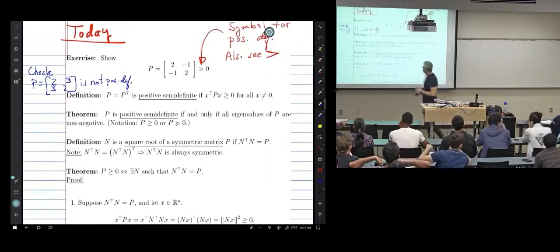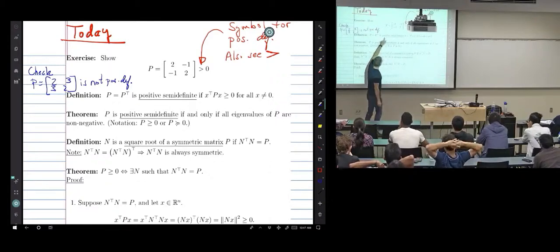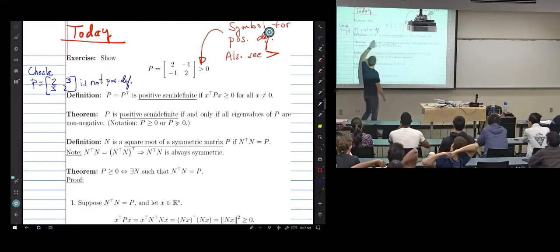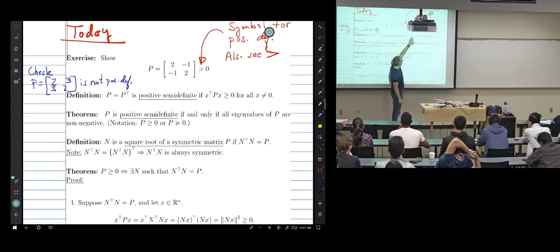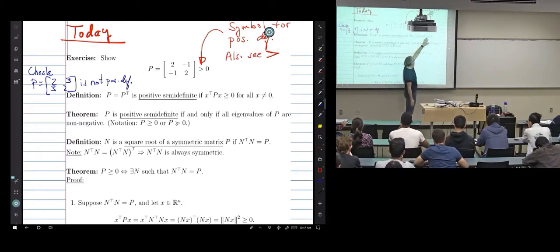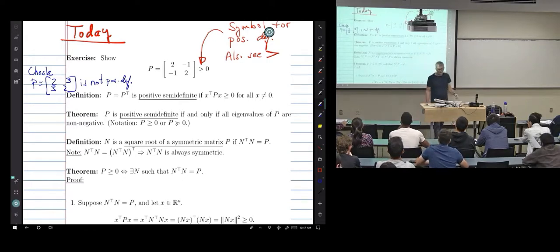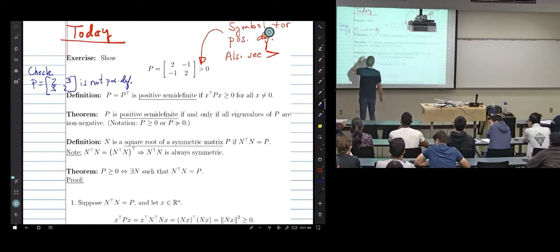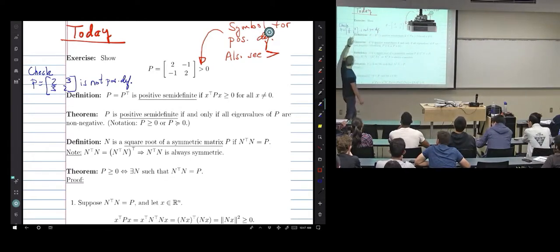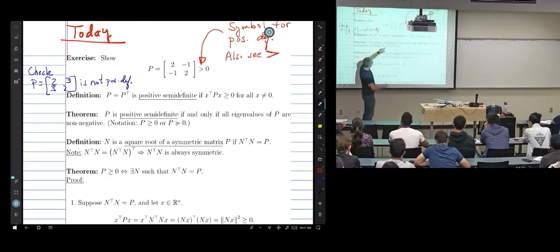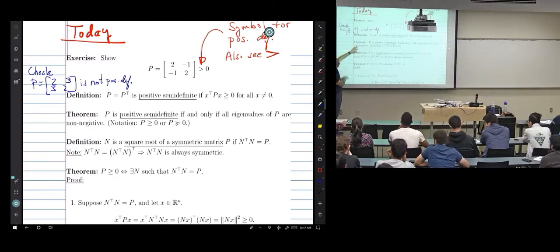You can define semi-definite. Positive semi-definite means x transpose P x is non-negative for all x. It doesn't matter whether x is 0 or not, okay? If x is 0, it doesn't really matter, okay? It's positive semi-definite, and then using our same bound as we had before, that means that all the eigenvalues of P are non-negative. So the smallest one is greater than or equal to 0.